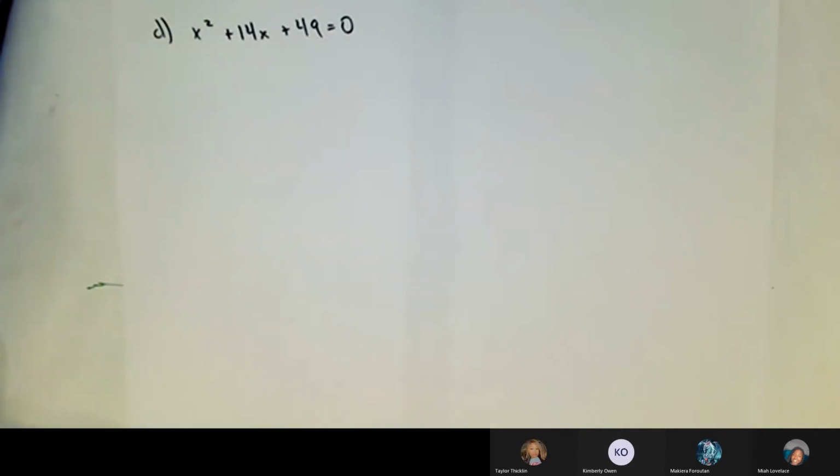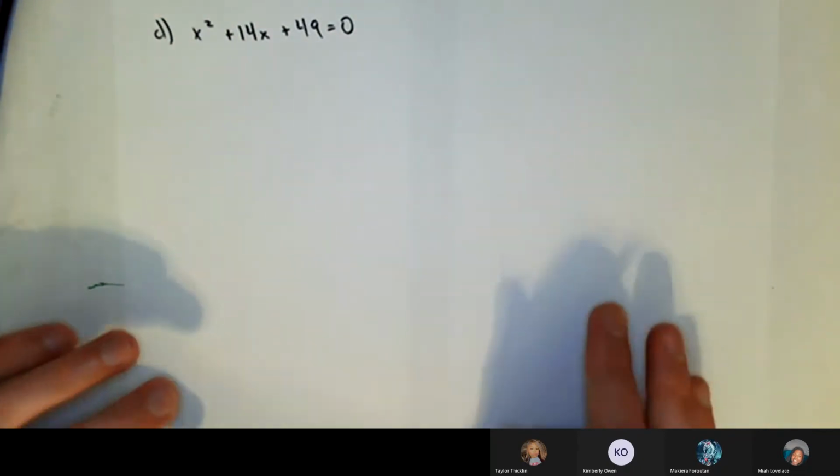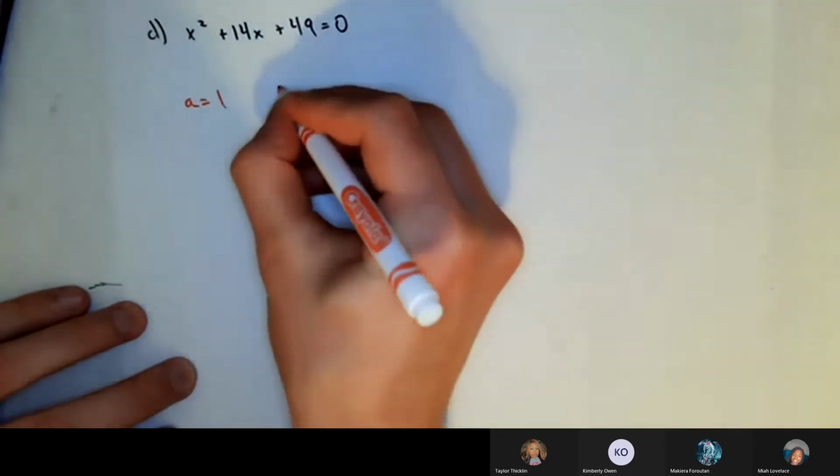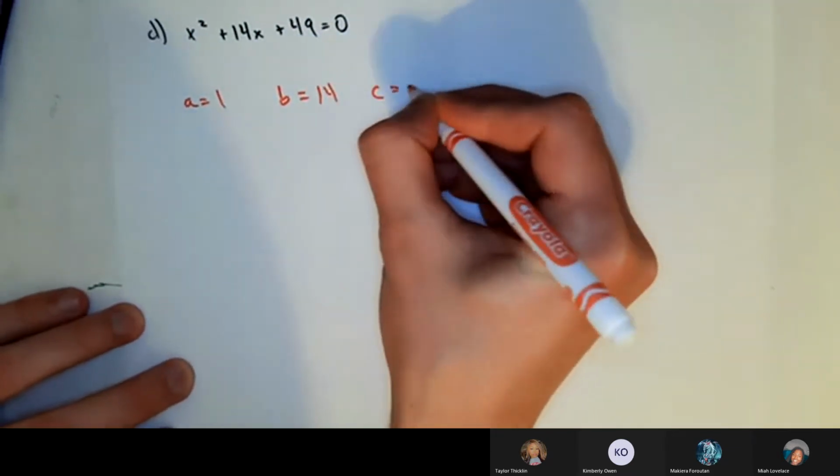Oh, by the way, I haven't done any that have complex roots, meaning I haven't done any that require you to deal with negatives under the square root. Remember, that can happen. That can easily happen. But I'm not worried about that. So all of these are going to have real roots, meaning you're not going to need to deal with the imaginary number i. All right, A is equal to 1, excuse me, B is 14, C is 49.